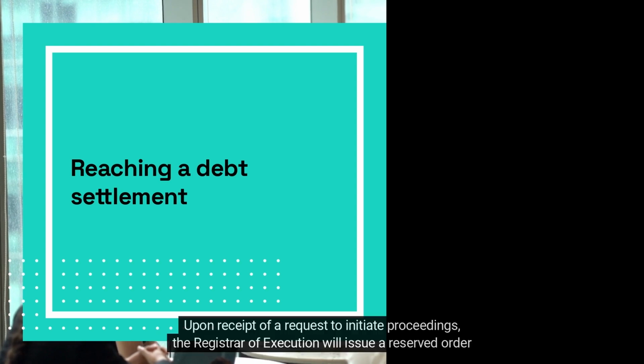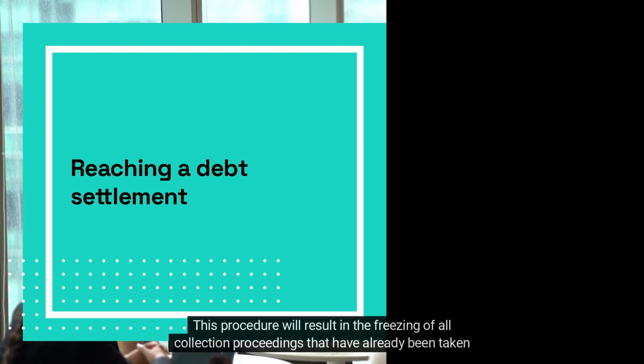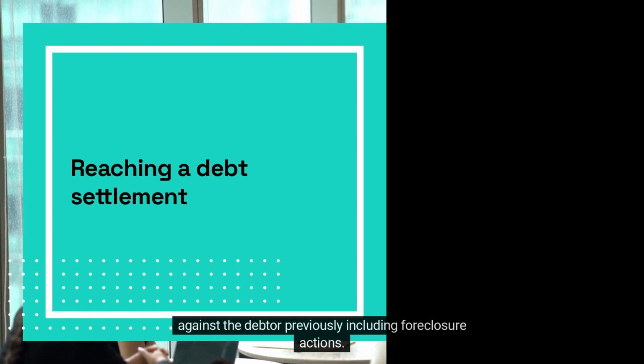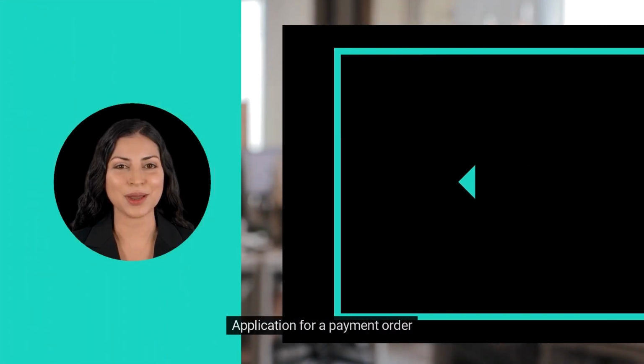Upon receipt of a request to initiate proceedings, the Registrar of Execution will issue a reserved order to initiate insolvency proceedings. This procedure will result in the freezing of all collection proceedings that have already been taken against the debtor, including foreclosure actions. Application for a payment order.